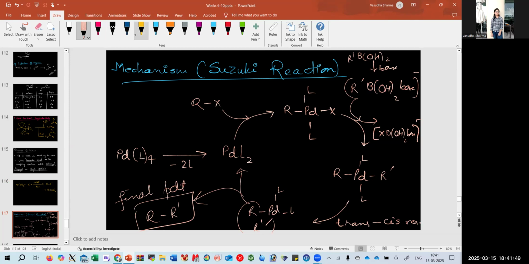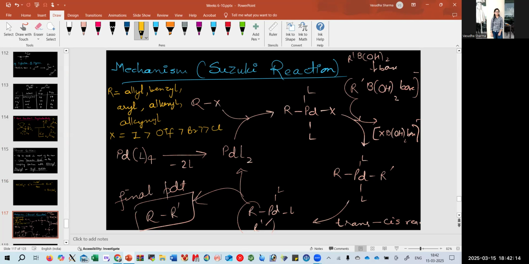So here are some things which need to be noted: R can be allyl, benzyl, aryl, alkenyl, or alkynyl. And your X order is iodine greater than triflate, then bromine, and greater than Cl. So this you need to keep in mind. And base can be your NaOH, NaOEt, phosphate, etc.